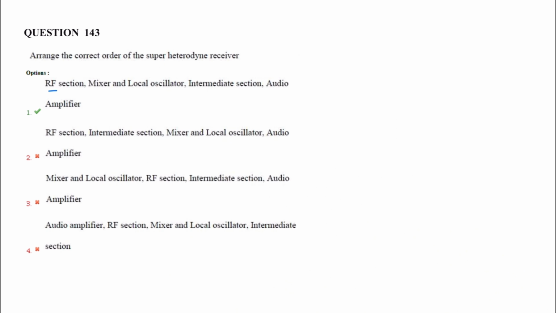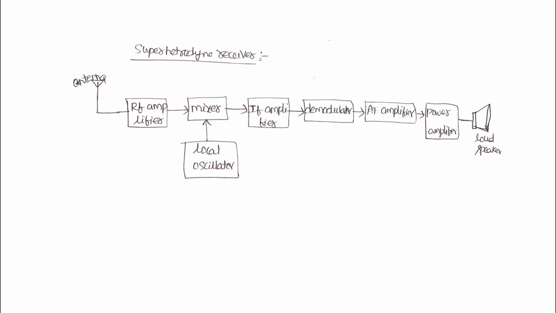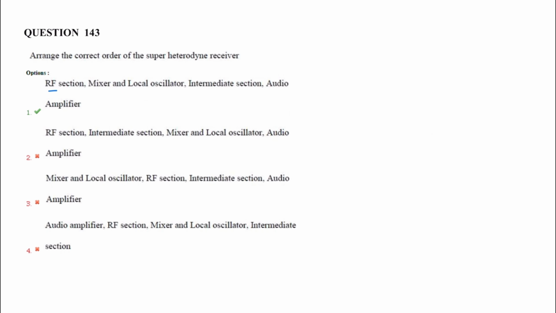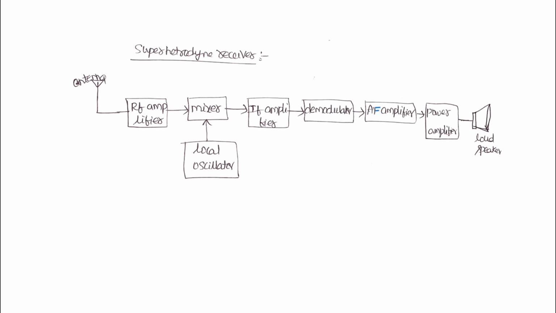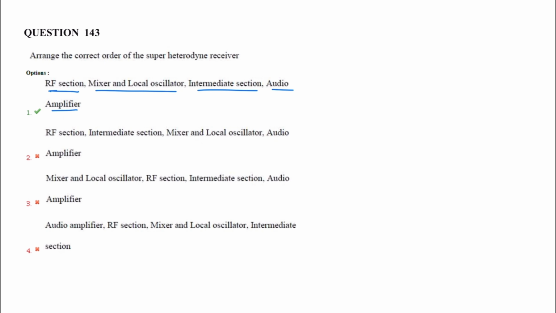Next, question number 143. Arrange the correct order of the superheterodyne receiver. In the superheterodyne receiver, the first section is the receiving antenna, then the RF amplifier, then the mixer, which is supplied with the local oscillator signal, and then the IF amplifier, demodulator, audio frequency amplifier, power amplifier, and loudspeaker. The correct sequence of blocks is RF section, mixer and local oscillator, IF amplifier, and then audio frequency amplifier. Correct answer is option 1.